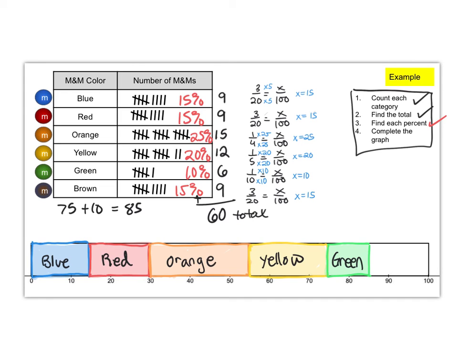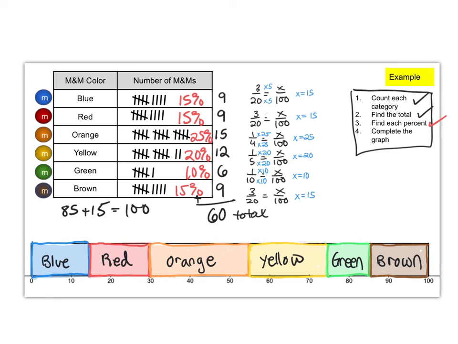Last we have brown M&Ms, and that's 15% of the bag. We're starting at 85%, we're adding 15, which means we're going to make it over to 100, which is where every percent bar graph ends. Nice, and doesn't our percent bar graph look nice and organized? It's a great visual representation of the M&Ms in our bag.